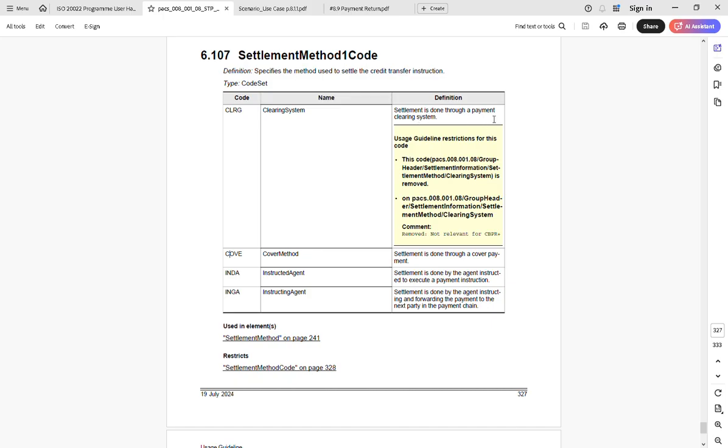Okay, the settlement method and its four codes are INDA, INGA, COVE and CLRG, indicating whether the payment is booked or settled. It's mentioned that it's new and doesn't have any direct equivalent with MT messages. So that is mentioned in your CBPR guidelines. How it looks here: INGA, COVE and CLRG.